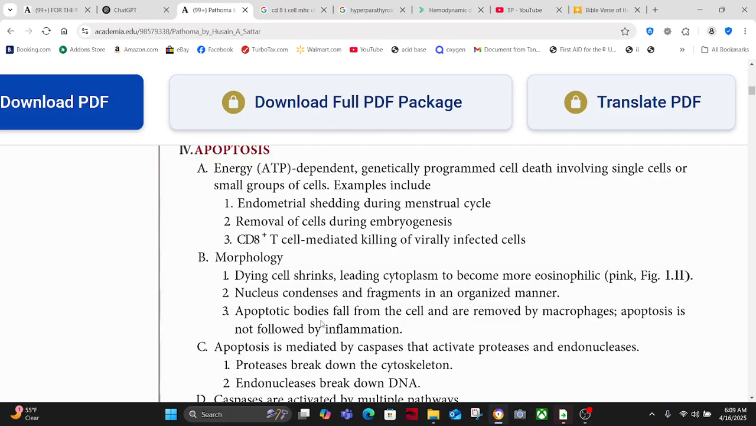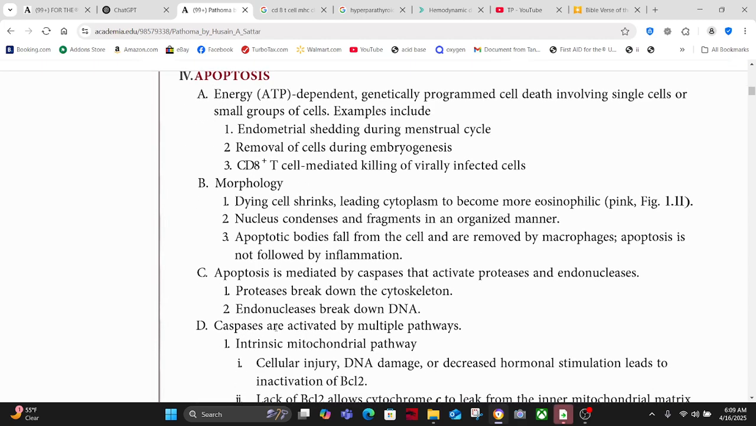Next, the apoptotic bodies fall from the cell and are removed by macrophages. Apoptosis is not followed by inflammation. We went through that. Okay, so the apoptotic bodies, like the trash, are removed by macrophages.